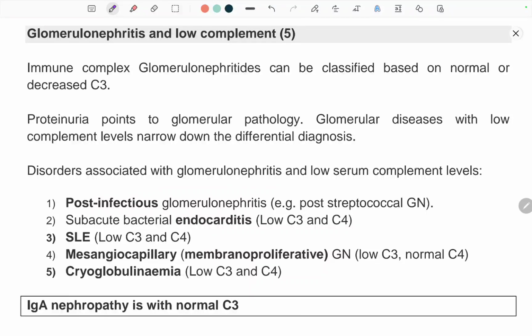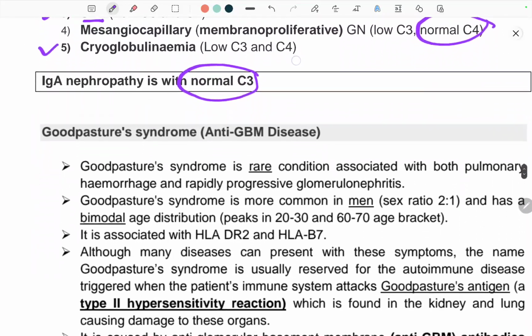Disorders associated with glomerulonephritis and low serum complement are post-infectious glomerulonephritis like post-streptococcal glomerulonephritis, subacute bacterial endocarditis, low C3 and C4, SLE, low C3 and C4, mesangiocapillary membranoproliferative glomerulonephritis, low C3, normal C4, cryoglobulinemia, low C3 and C4. So subacute bacterial endocarditis, SLE, and cryoglobulinemia all have low C3 and low C4, except for mesangiocapillary membranoproliferative, which has a normal C4. IgA nephropathy is with normal C3. This you have to remember.